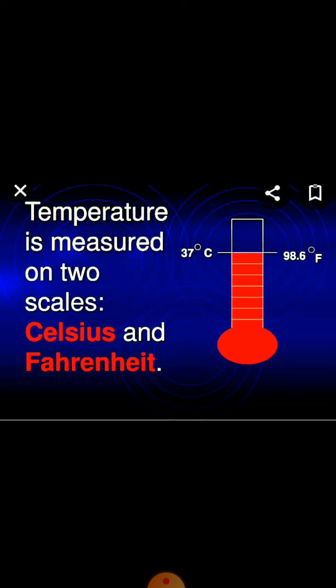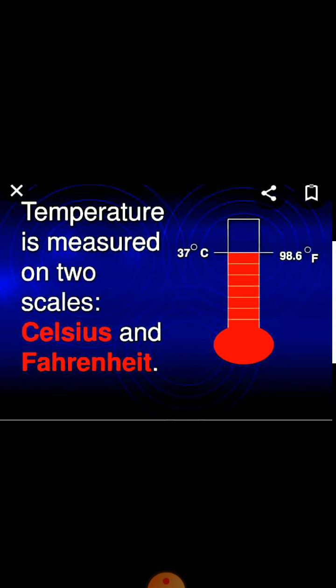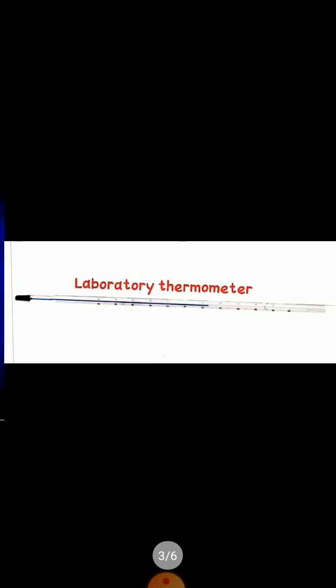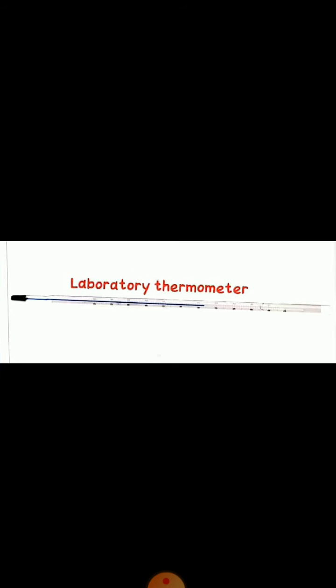Now we see the types of thermometers. Thermometers are of two types. One is the laboratory thermometer, which is used in the lab to measure the temperature of instruments, objects or liquids. And another is the clinical thermometer, as you know very well. Firstly, we will discuss the laboratory thermometer. What is the main difference? The laboratory thermometer is quite larger than the clinical thermometer.